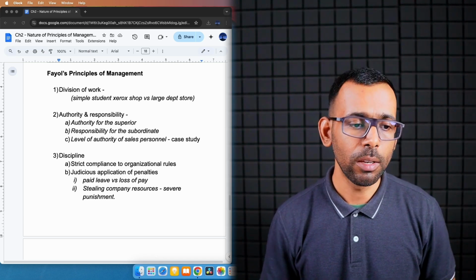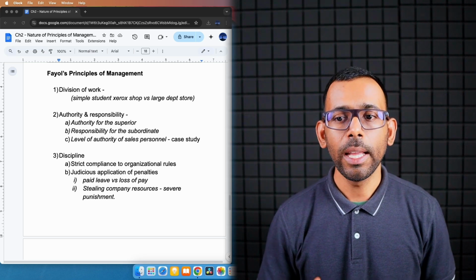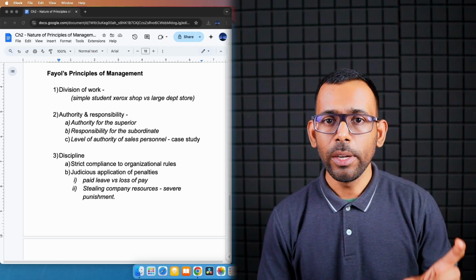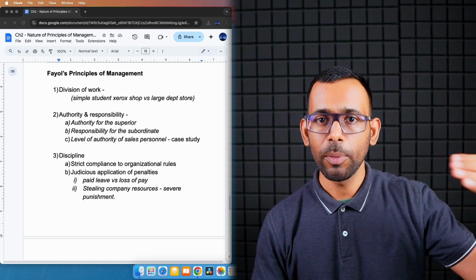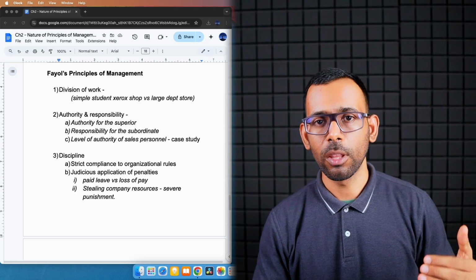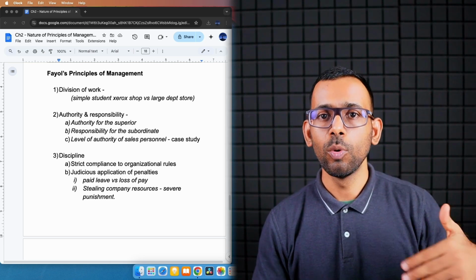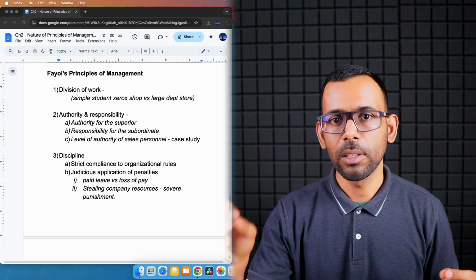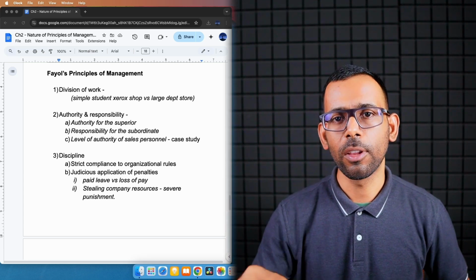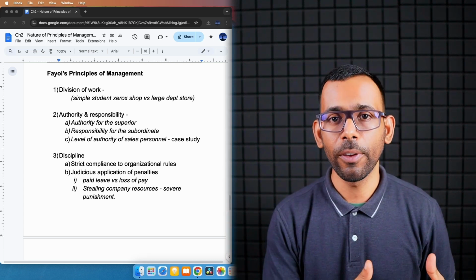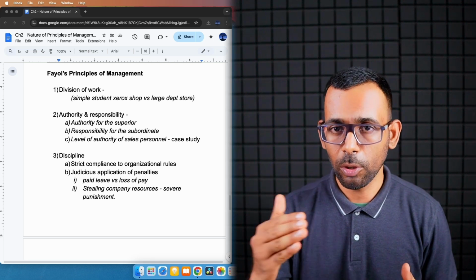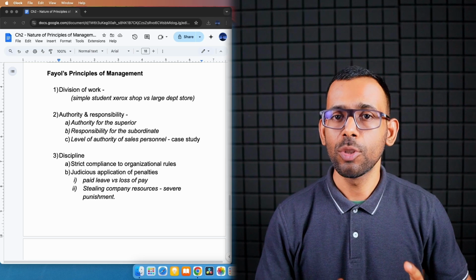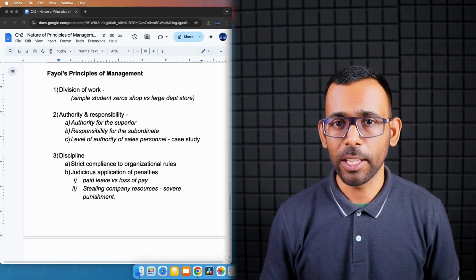Let's go to the second principle, which is authority and responsibility. You have to understand authority is for the people higher up in the organization and responsibility is for the people below the person who is having authority. So generally authority is linked with superiors and responsibility is for the subordinates. Now, how do you define how much authority and how much responsibility should be given to a person? That has to be decided on a case to case basis.